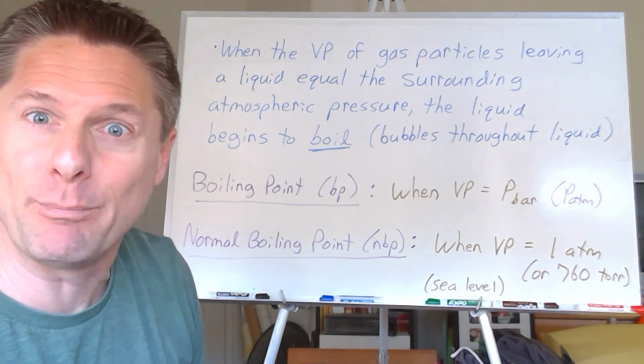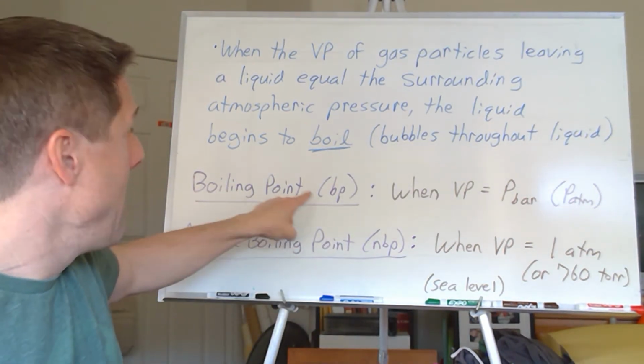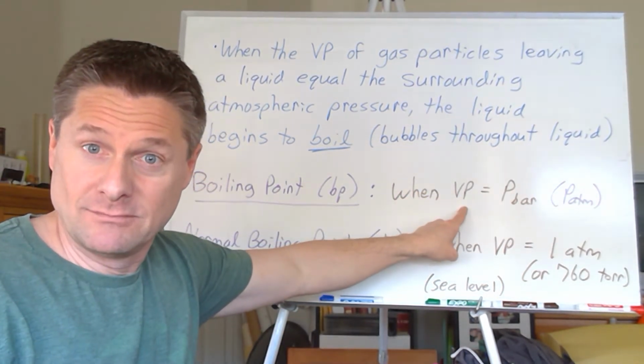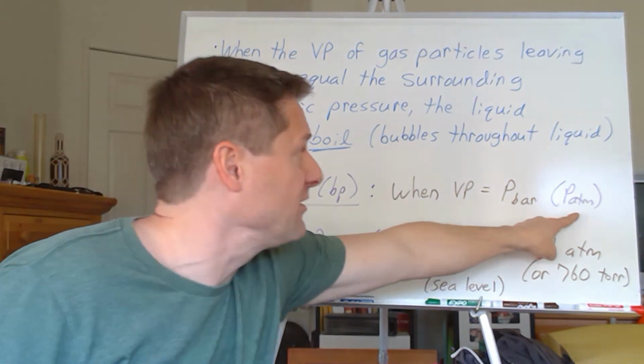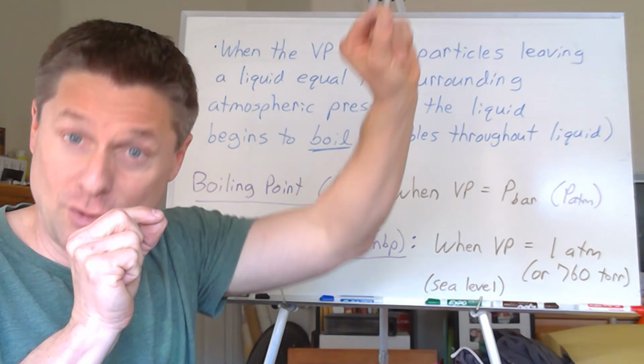But that's what boiling is. Think of it as a special point of vaporization, right? So 2 definitions for you. Boiling point is when the vapor pressure above that liquid equals the surrounding atmospheric pressure or barometric pressure. Simple. And we saw that. You can see the vapor pressure curve, right? That goes up.